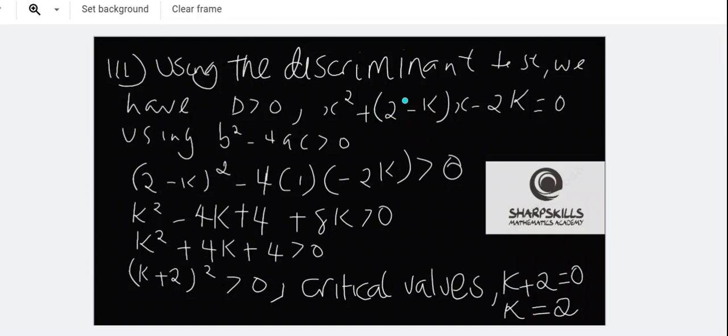So now you identify your B, you identify your C, and you identify your A. Then from there, you're going to use the discriminant test, the discriminant which is given by b squared minus 4ac, and in this case, it should be greater than 0. Then you simply substitute all these values in that equation. Then from there, you're going to end up with a quadratic equation that looks like this. When you simplify this, you're going to find that the only critical value that you're going to have is 2.